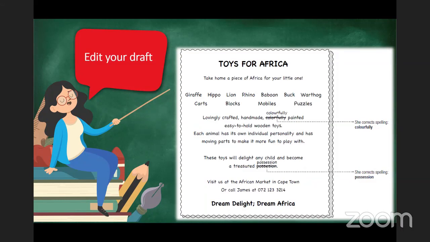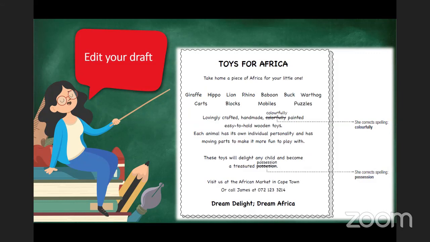So Toys for Africa, that would be the heading. It would be the name of your company or your brand name, with a slogan: take home a piece of Africa for your little one. They have mentioned the giraffe, hippo, lion, all types of animals that they will be making.